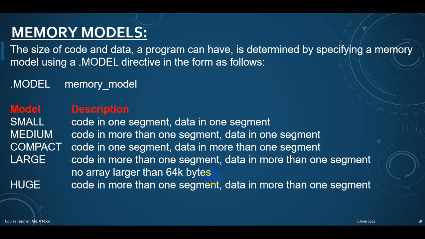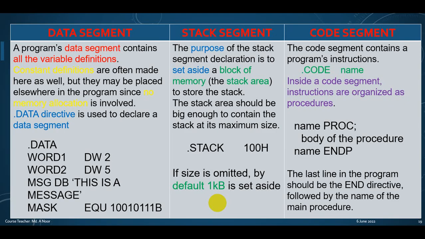But if the model is huge, code in more than one segment, data in more than one segment, arrays may be larger than 64 kilobytes. That's the huge model. So this is the data segment. A program's data segment contains all the variable definitions. Constant definitions are often made here as well, but they may be placed elsewhere in the program since no memory allocation is involved. The .data directive is used to declare a data segment.